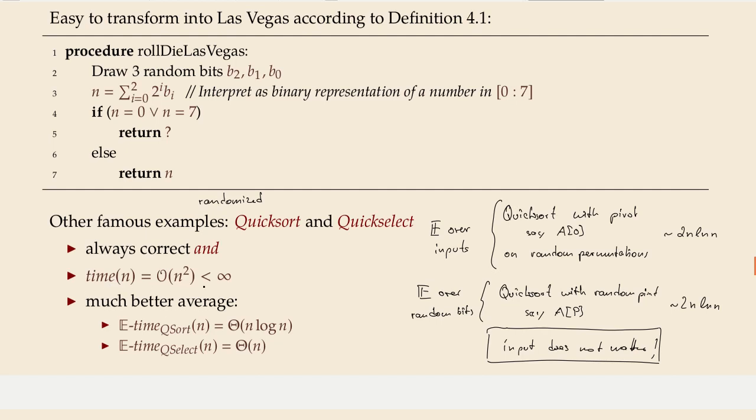They never need more than a quadratic number of comparisons, and hence a quadratic number of steps on a reasonable machine. And what's interesting about these methods in practice is that the expected time is actually much better than this worst case guarantee that we have. So in this case, it was possible to fulfill both parts of this Las Vegas definition, always correct and a worst case time guarantee. But for other problems, this is not so easily possible.